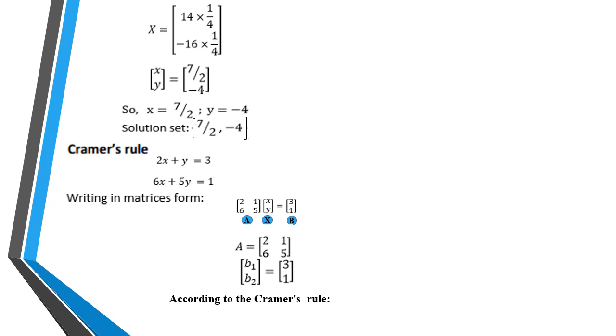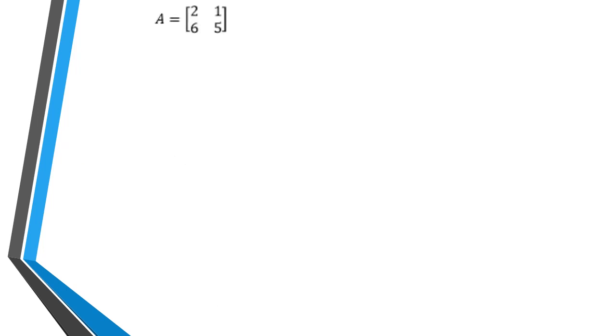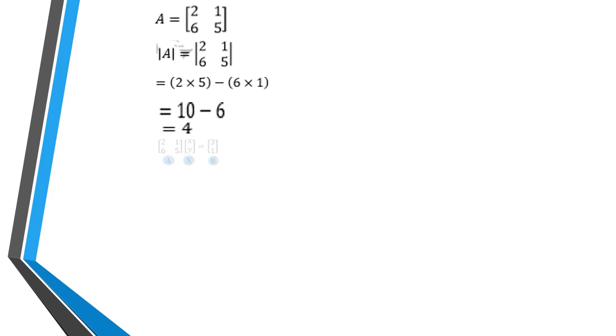B2. According to Cramer's rule, x is equals to Ax determinant divided by A determinant, whereas y is equals to Ay determinant divided by A determinant. First of all, you have to find A determinant. As I told you before, for a determinant you have to cross multiply the elements and there is a minus sign between them. 2 into 5 minus 6 into 1. 2 5s are 10 minus 6 into 1 is equals to 6. 10 minus 6 is equals to 4. 4 is not equals to 0, so solution exists.